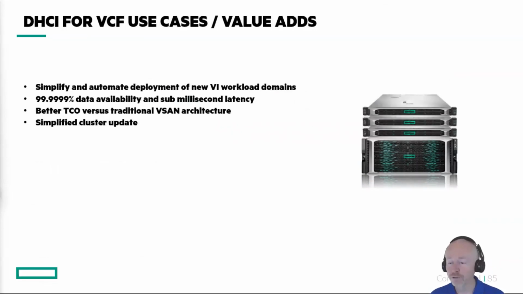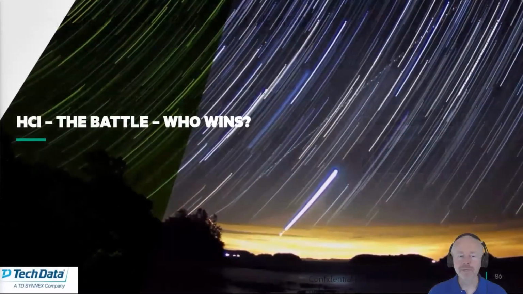What's the value add to run VCF on top of dHCI? Well, of course, that's 6 nines of availability. Total cost of ownership will be much more efficient compared to a vCenter architecture, and also to do an update of that cluster, hardware and software. Well, with VCF, there is an integration in vRealize to update the VMware software, but not the underlying hardware. With dHCI, we can update the hardware and the software. Yeah, so also there, total cost of ownership, simplicity, is a better experience.